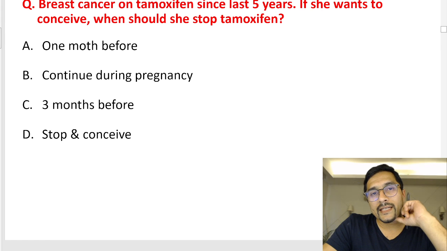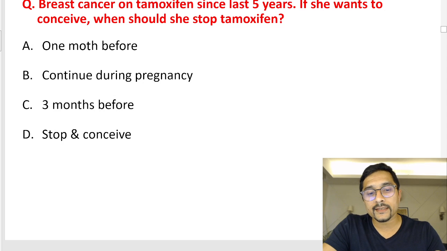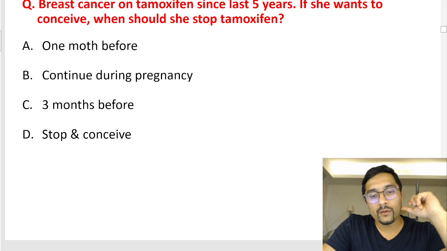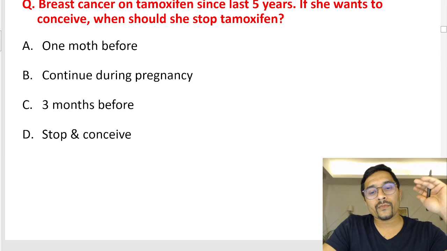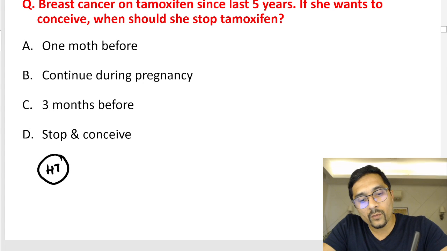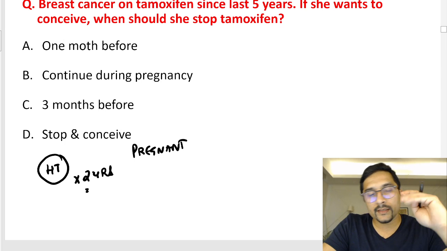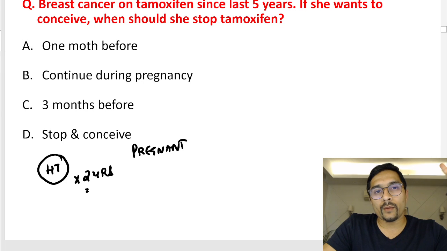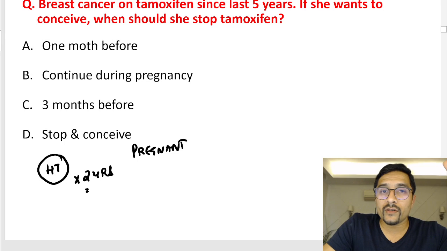This was another very good question which was asked last year, something which we practically encounter in our patients these days. A patient of breast cancer was put on tamoxifen since the last 5 years. Now, if she wants to conceive, when should she stop tamoxifen? So, whenever we start hormonal therapy and if the patient wants to become pregnant, we tell them that you have to take hormonal therapy for 2 years at least. Before 2 years, we will not stop hormonal therapy. Okay. Now, this patient has already taken it for 5 years.